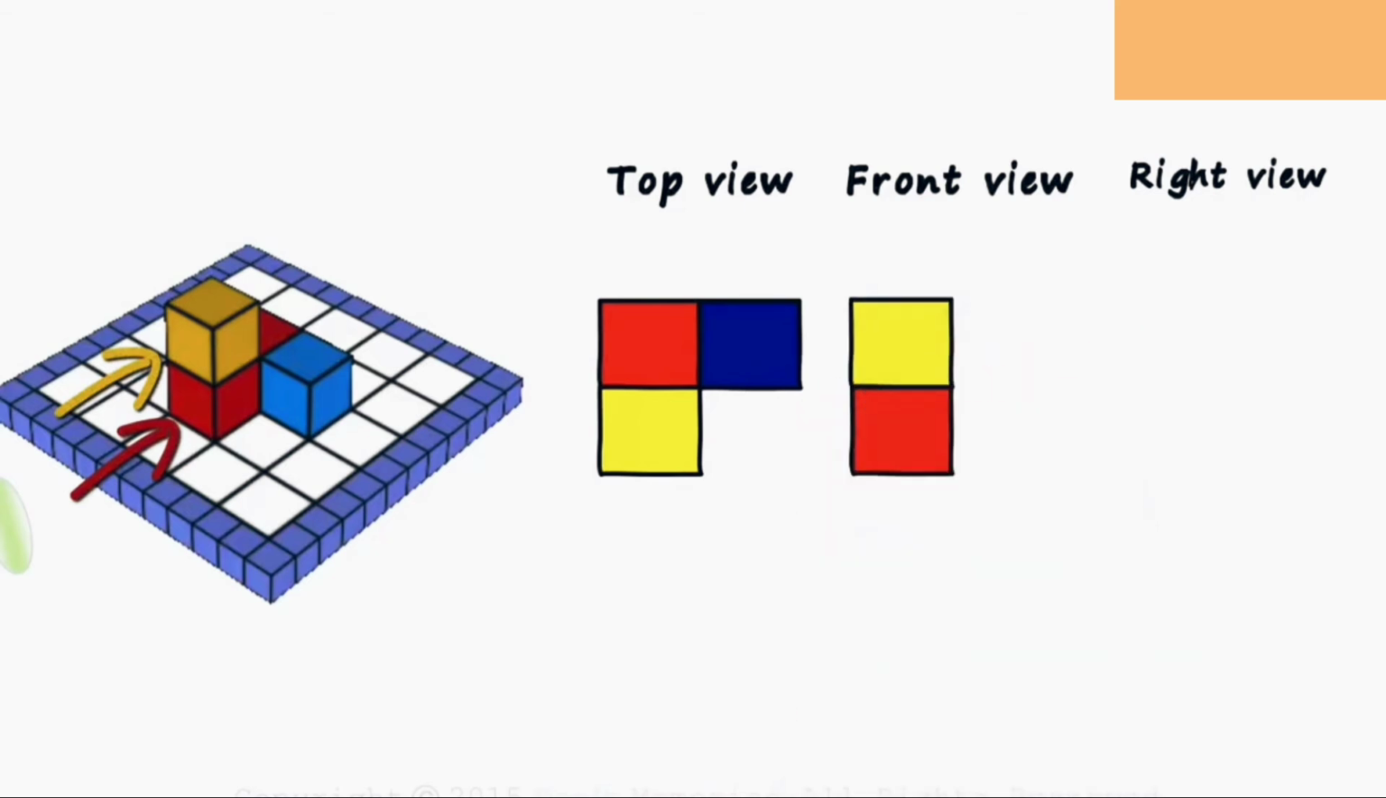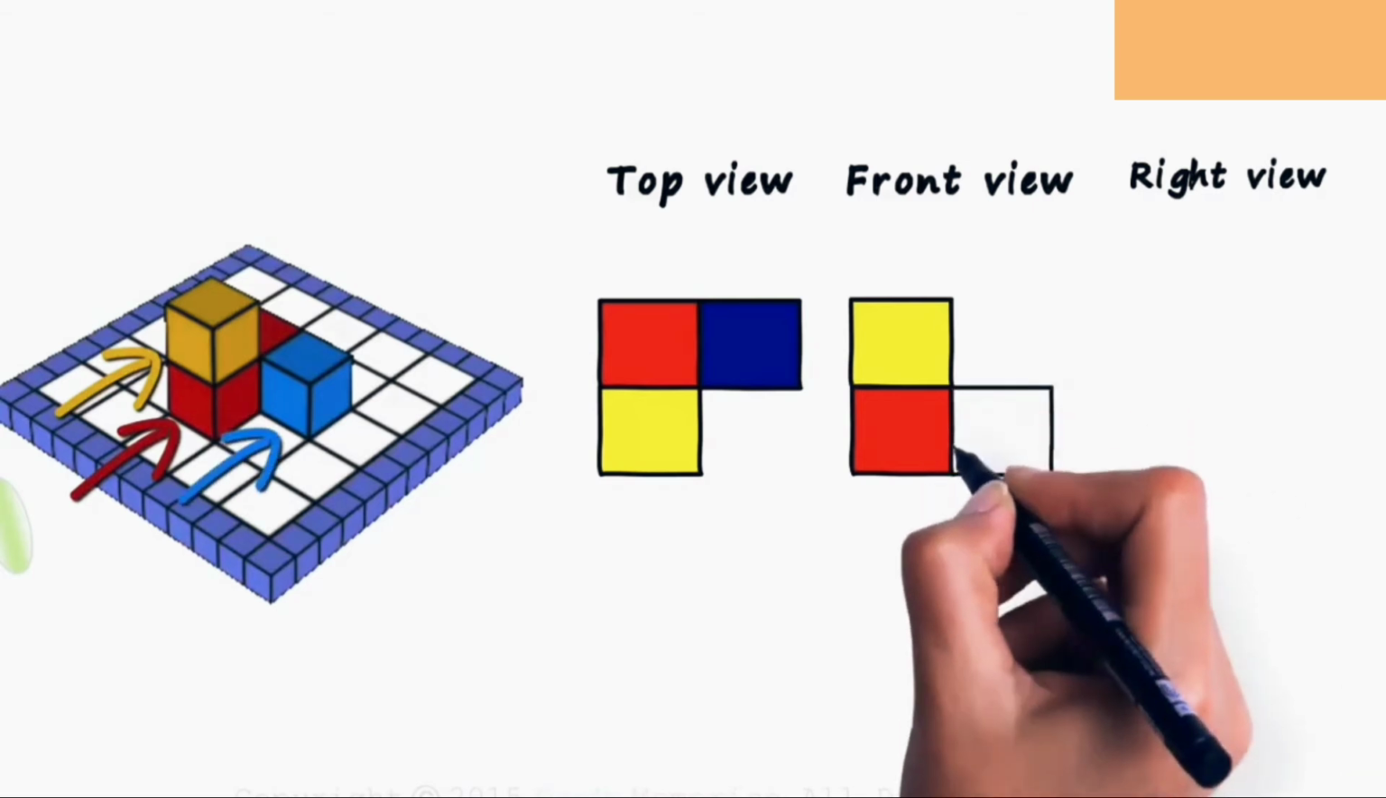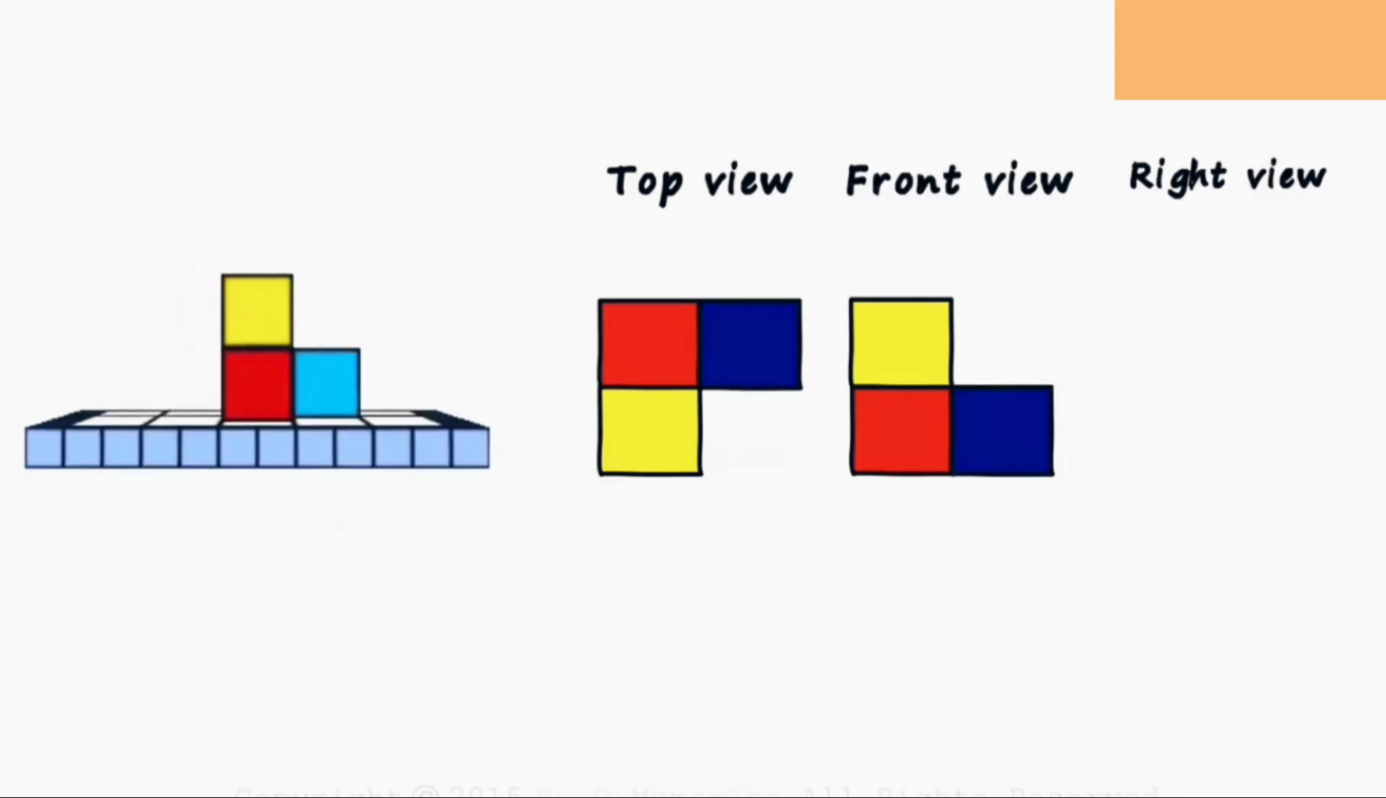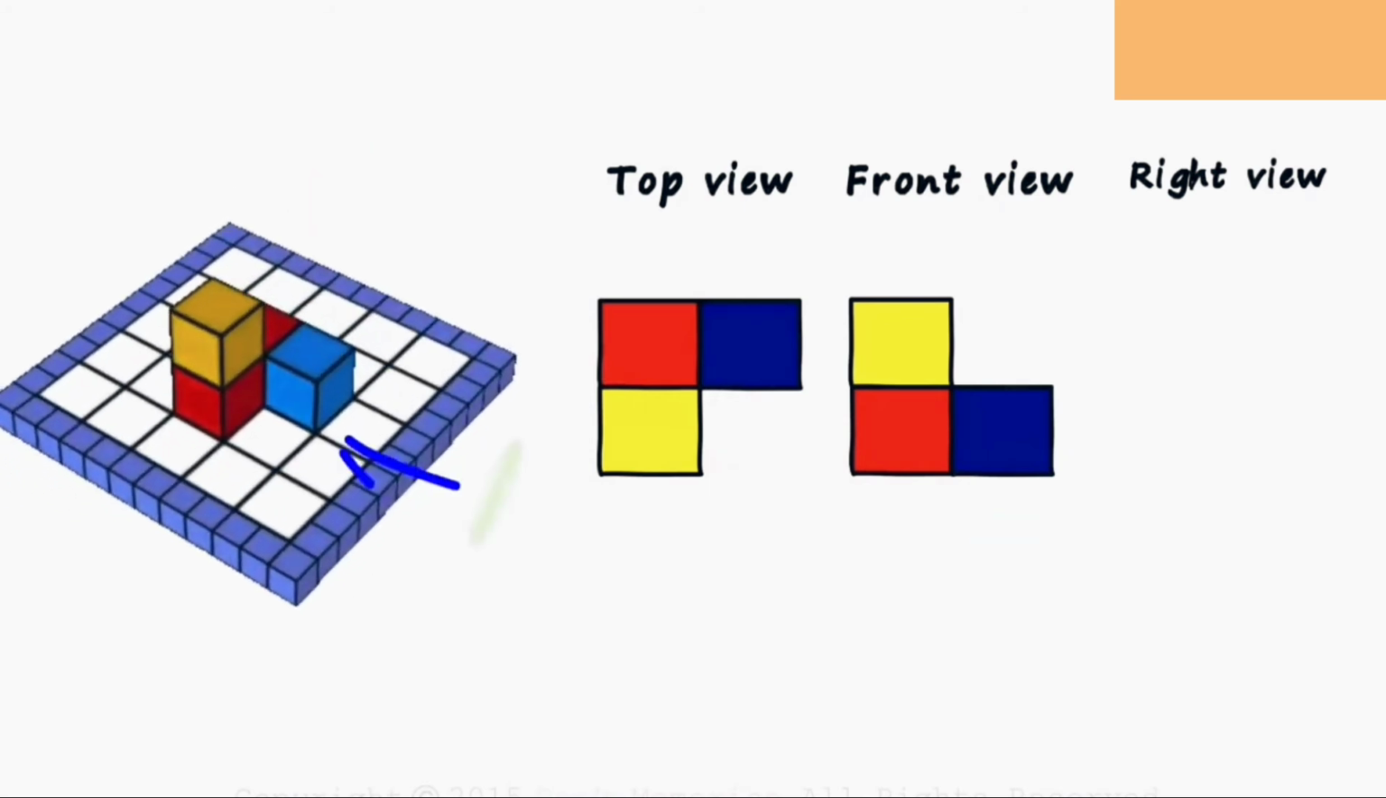And at the bottom, next to the front face of the red cube, we will see the front face of the blue cube. We draw a blue square here and that completes our front view. Let's rotate the figure to verify our answer. Yes, we are right. And what about the view from the right?